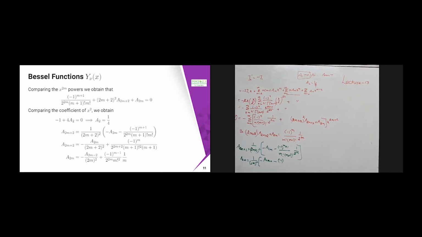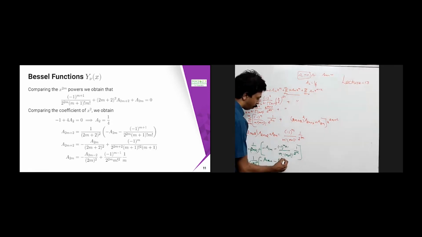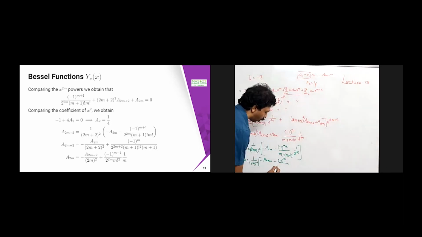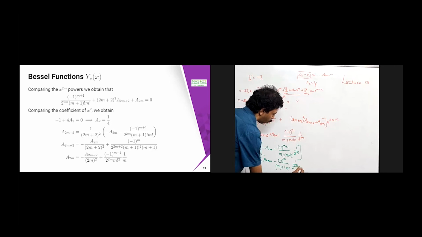So this is going to become minus 1 power, and wherever m is there, replace that with m minus 1. So in this case, you are going to get minus 1 power m, divided by m factorial into m minus 1 factorial. First one, I am replacing with m minus 1. So m minus 1 factorial into m factorial into 1 by 2 power 2m minus 2 is going to come.